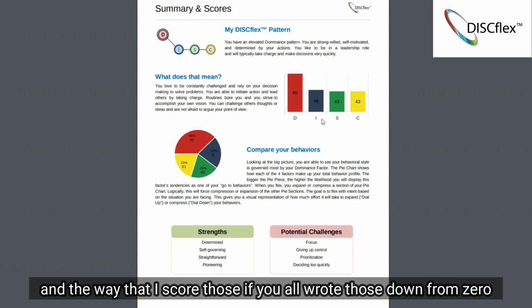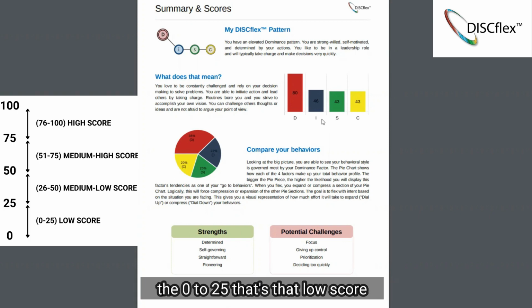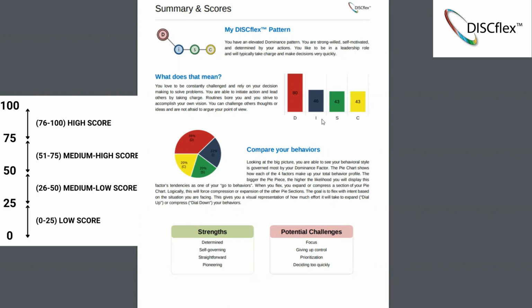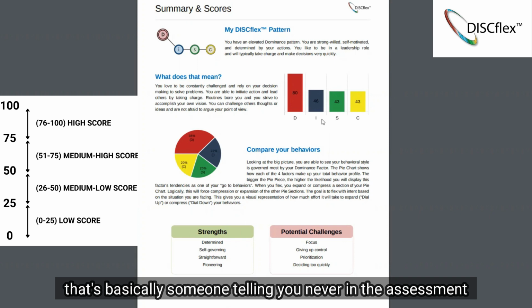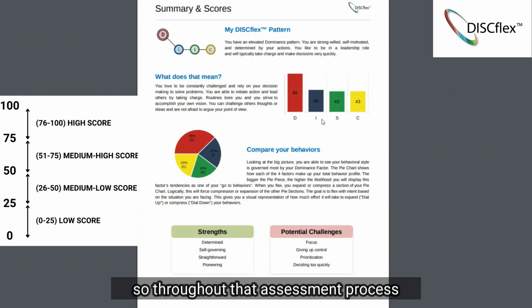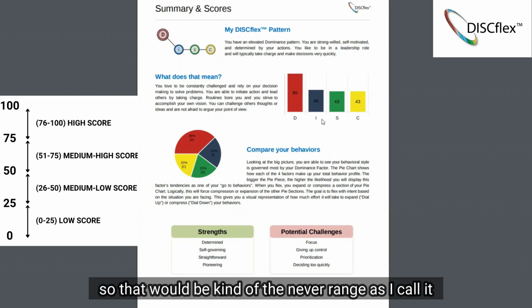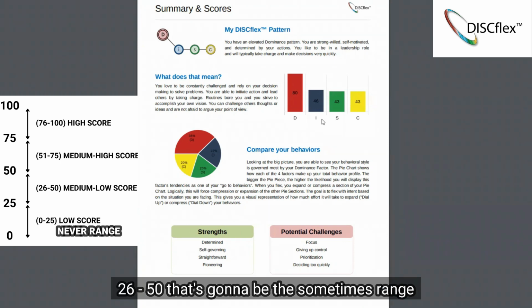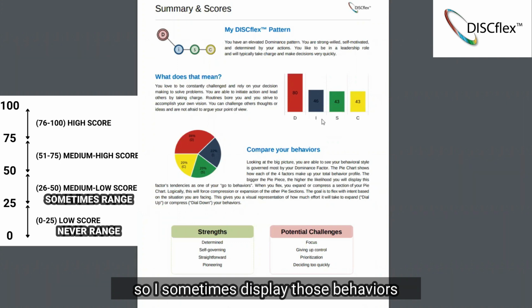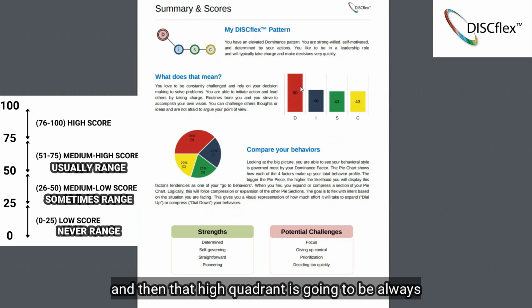And the way that I score those, if you all wrote those down, from the 0 to 25, that's that low score. That's basically someone telling you never in the assessment. So throughout that assessment process, for them to score under a 25, they're going to pretty much have to disagree with everything to do with that factor. So that would be kind of the never range, as I call it. 26 to 50 range, that's going to be the sometimes range. So I sometimes display those behaviors. So mid-high is going to be usually, right? And then that high quadrant is going to be always.